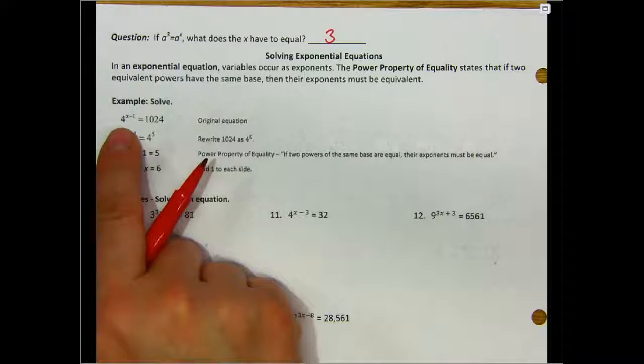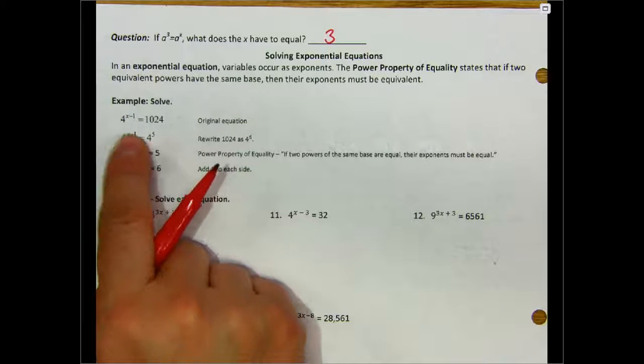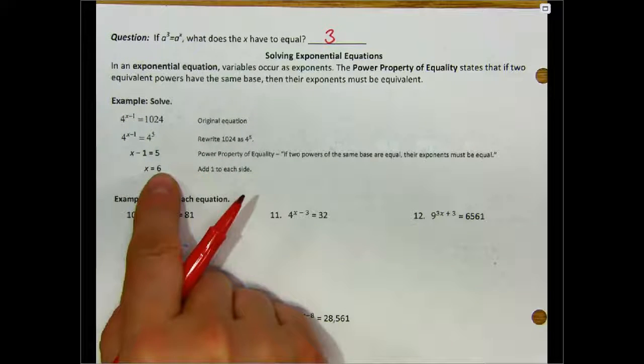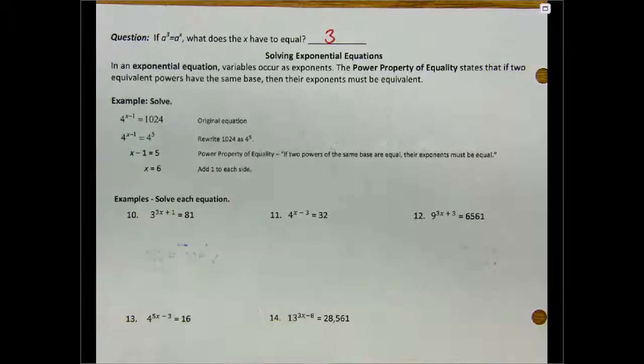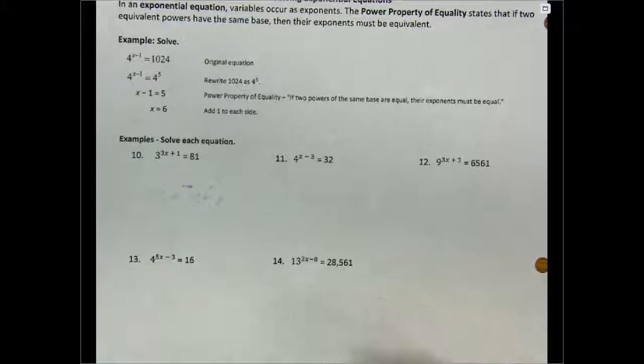And you can see that that works. So x minus 1 is 5, so we would still get 4 to the 5th over here. That's how we can solve for x when we have an exponent. So let's take a look at number 10. And now I'm going to show you how you'd use your calculator to figure out what this base would be.